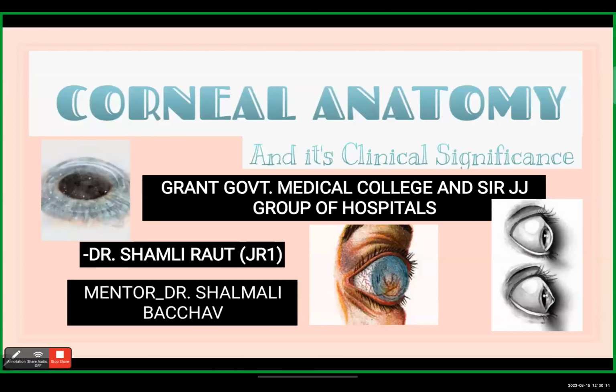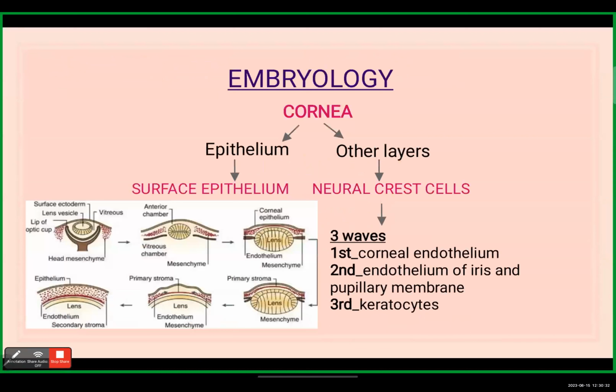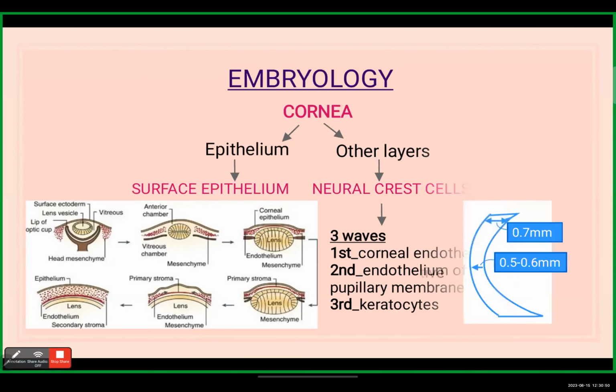Good afternoon, everyone. I would be talking about the only natural tempered glass of the eye, the cornea. I'm Shamli Raut, and I am a resident from Grant Government Medical College and Sir JJ Group of Hospitals. To start with, the embryology. Cornea generally develops from two things. The epithelium develops from the surface epithelium, and the other layers develop from neural crest cells. The first layer, the corneal endothelium, develops in the first wave, and to the contrary, the stroma develops from the third wave.